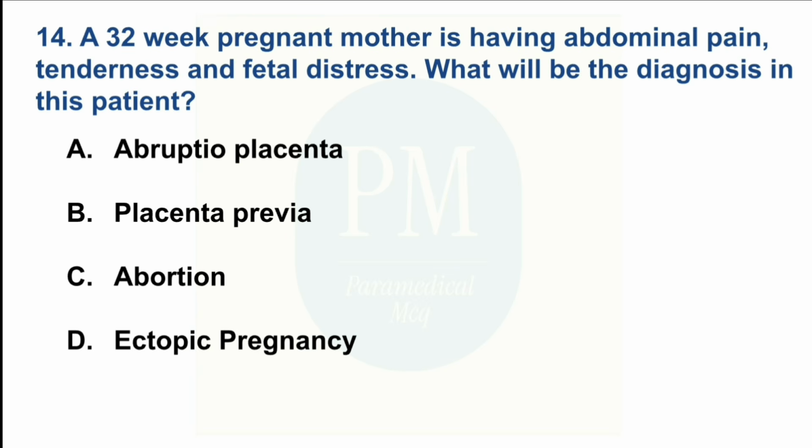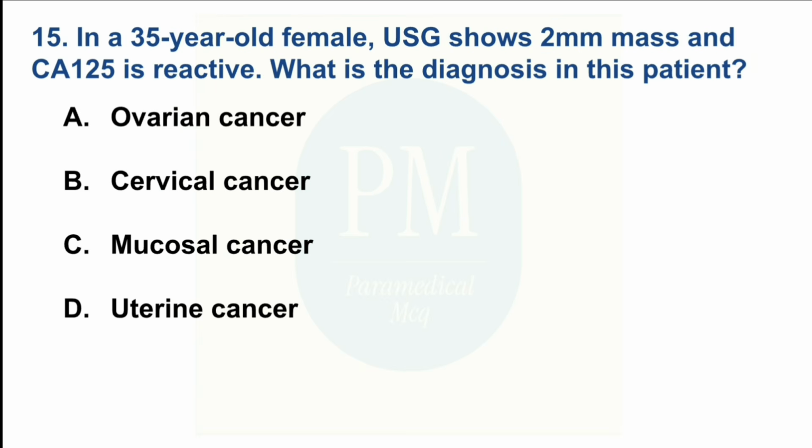A 32-week pregnant mother is having abdominal pain, tenderness, and fetal distress. What will be the diagnosis in this patient? Option A, abruptio placenta. Option B, placenta previa. Option C, abortion. Option D, ectopic pregnancy. The correct option is option A, abruptio placenta.